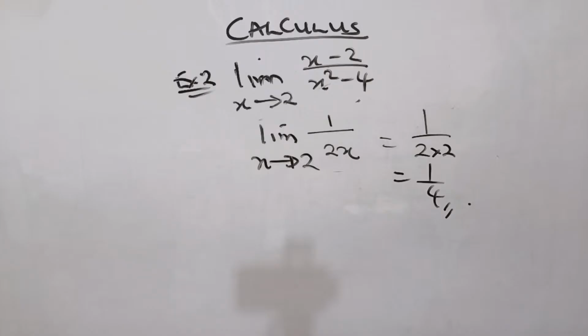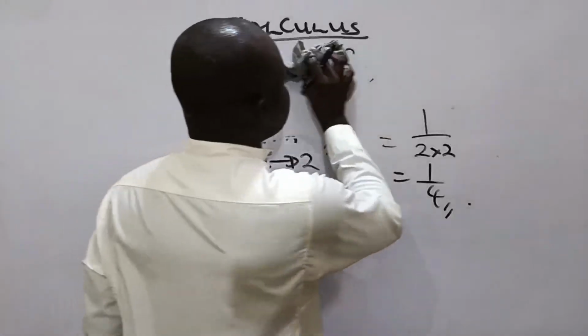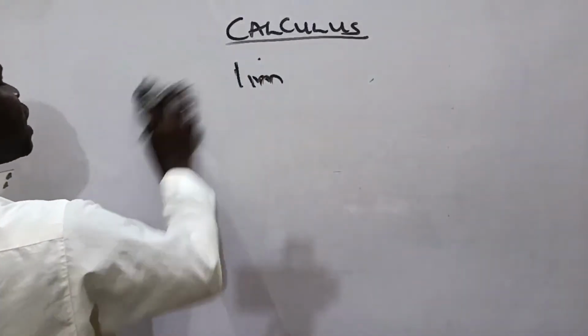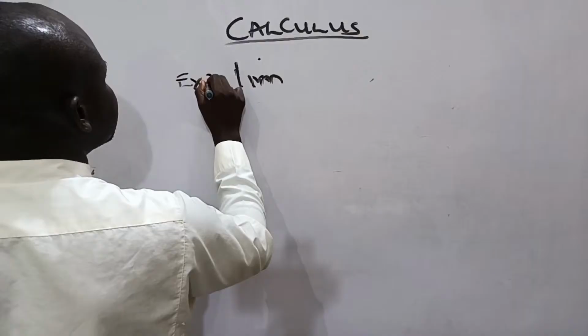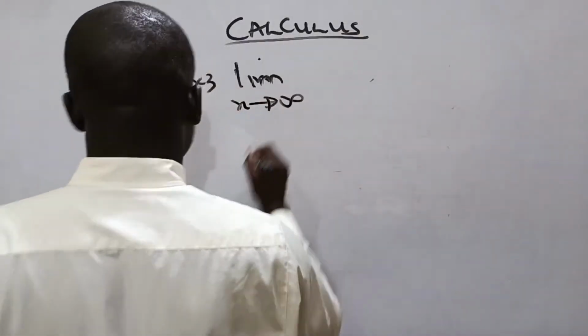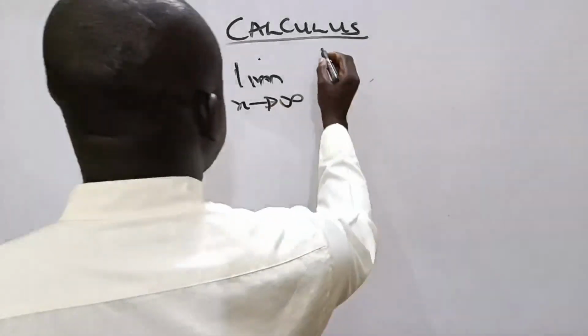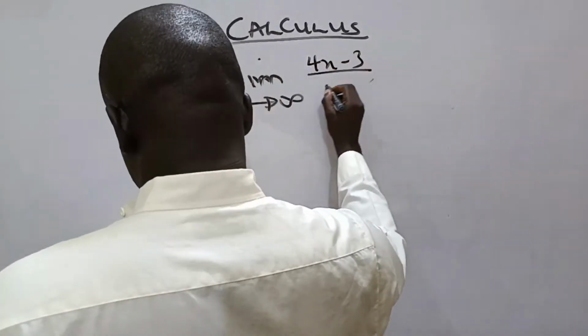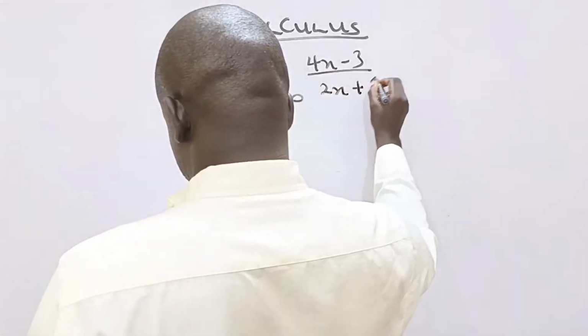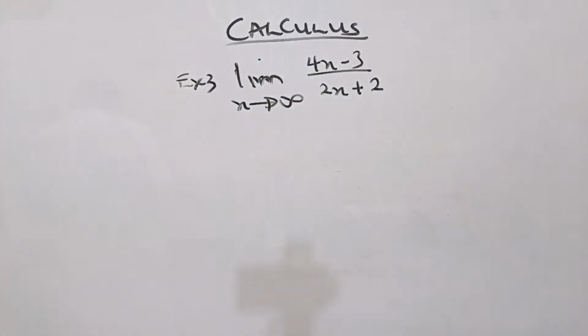Then what if we are given the limit of a function as x tends to infinity? In the first two examples, x tends to a particular value. What if we are given the limit of a function as x tends to infinity? What are we expected to do? Let's say example 3, as x tends to infinity, and we have 4x minus 3 all over 2x plus 2. What are we going to do when we have this type of problem?